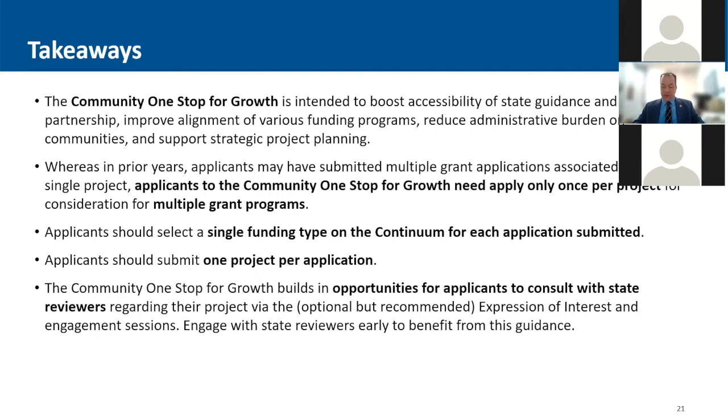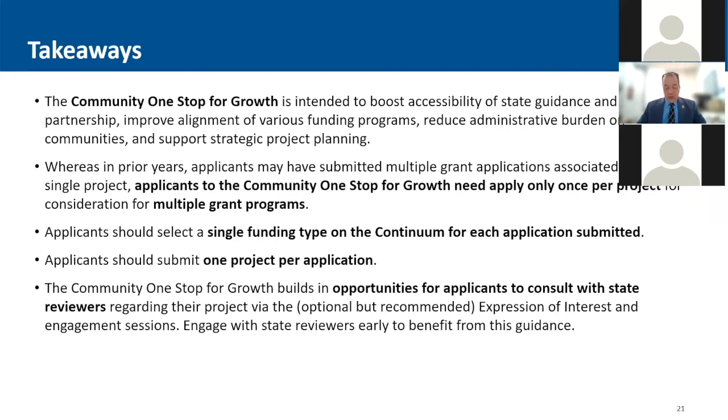The Community One Stop for Growth, as we've mentioned, is intended to boost accessibility of state guidance as well as partnerships, and improve the alignment of various of our funding programs. Our intent here is to reduce the administrative burden on the communities and to support strategic project planning. Whereas in prior years, applicants may have submitted multiple grant applications associated with a single project, applicants to the Community One Stop just need to apply once, put forth their entire project, and be able to get consideration from the multiple programs all at the same time.